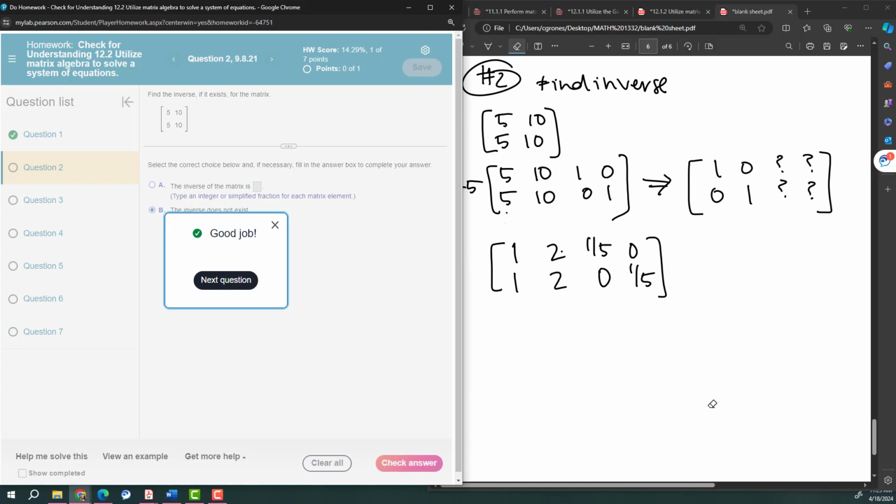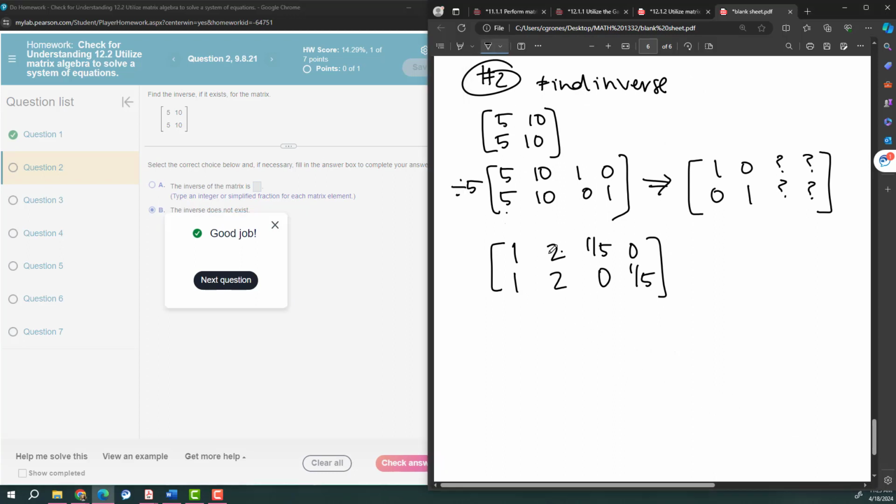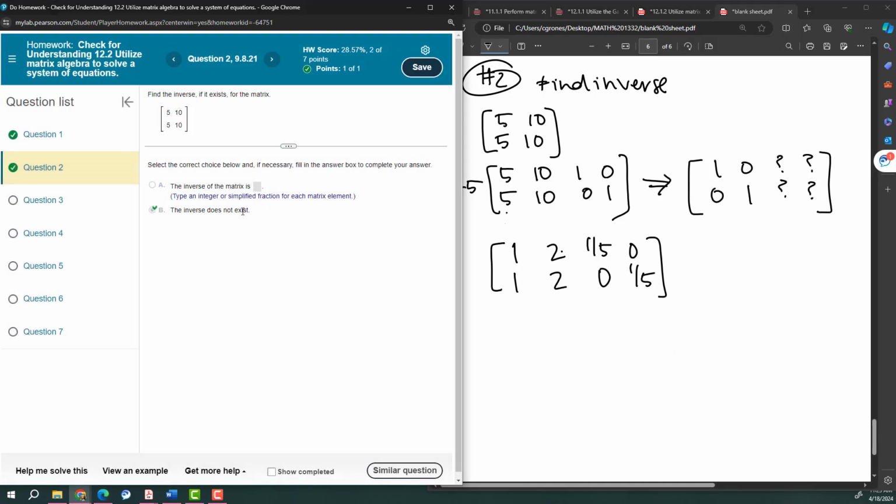So this one is not going to work out because every time I try to do a manipulation in order to get like a 0 or something, it zeroes out the matrix, so the inverse does not exist. That was number 2.